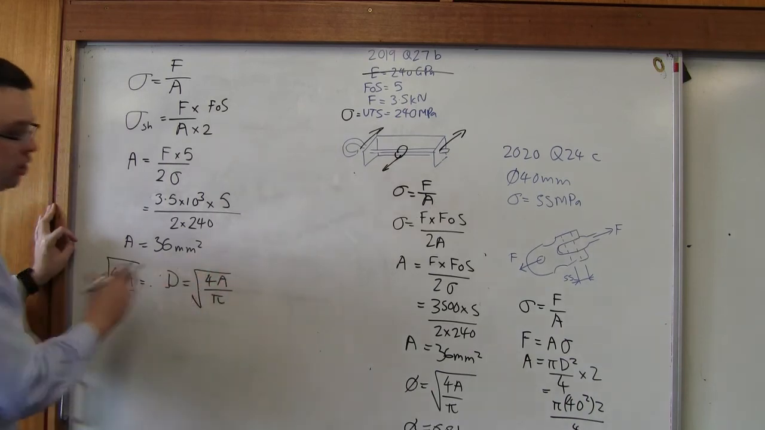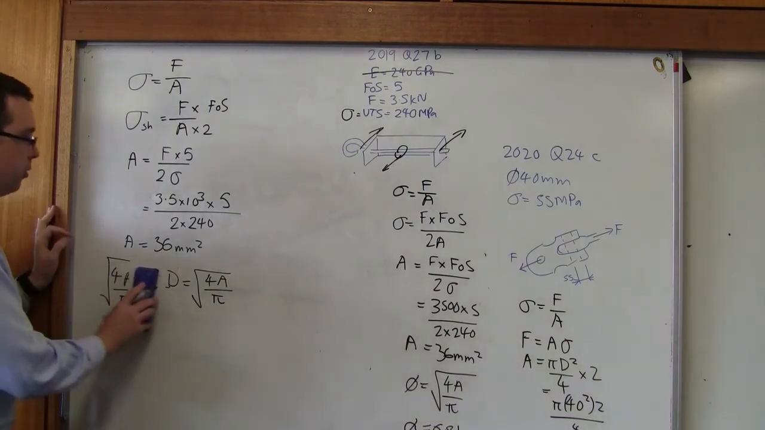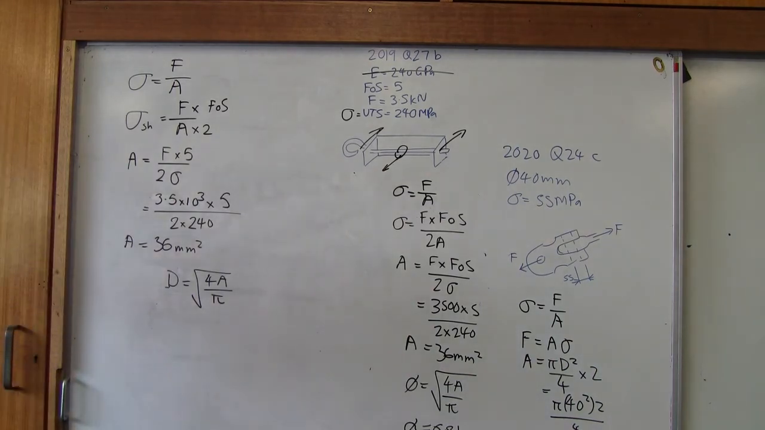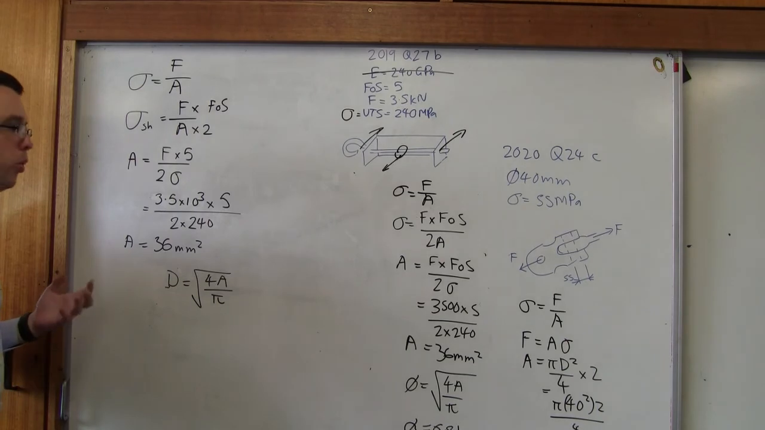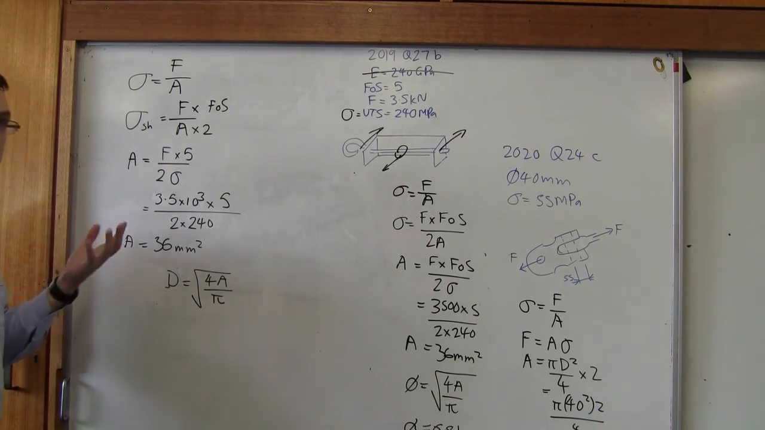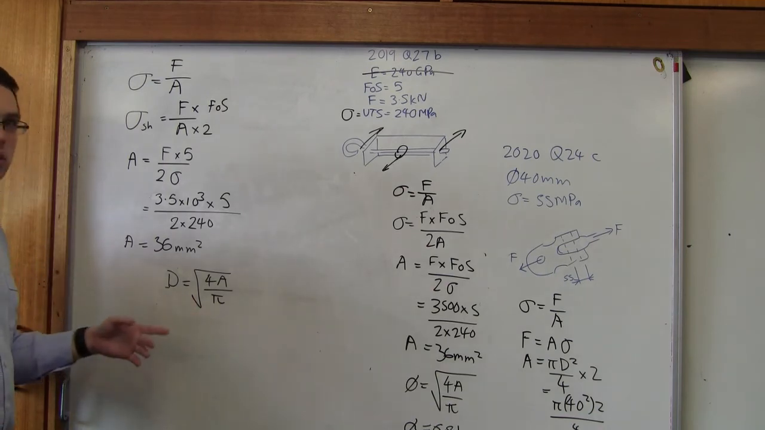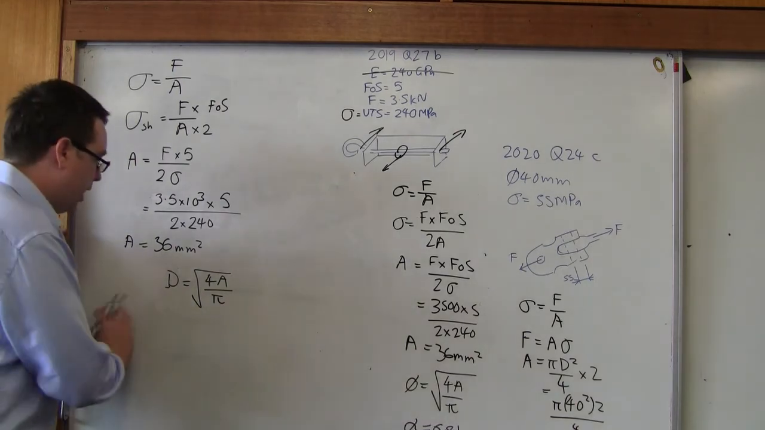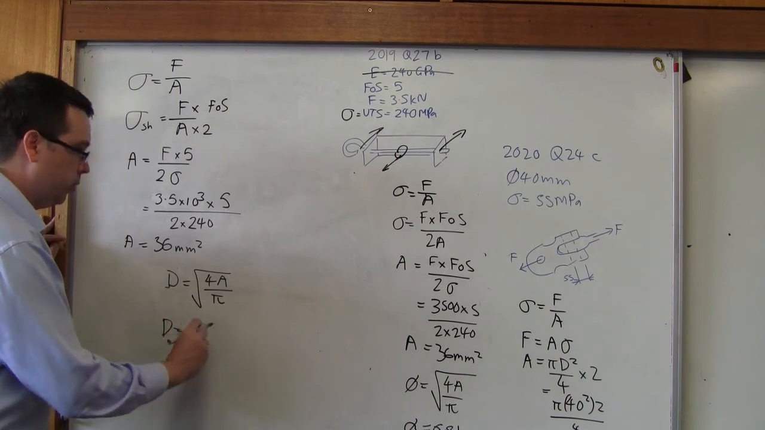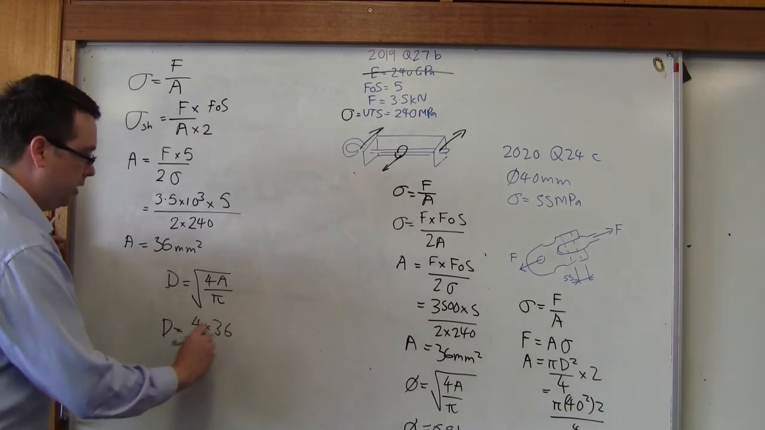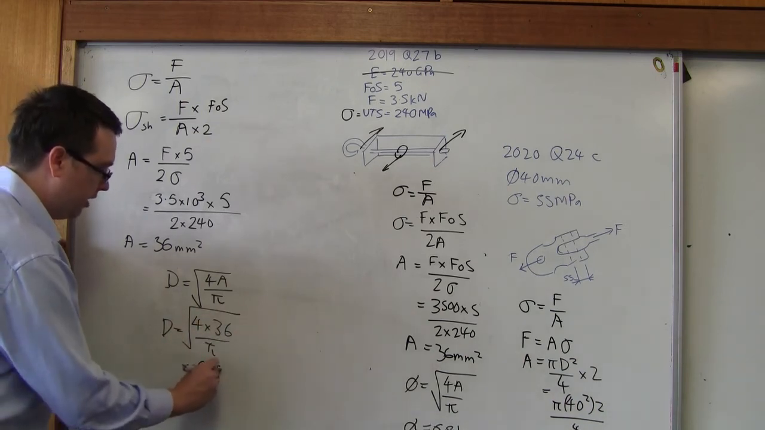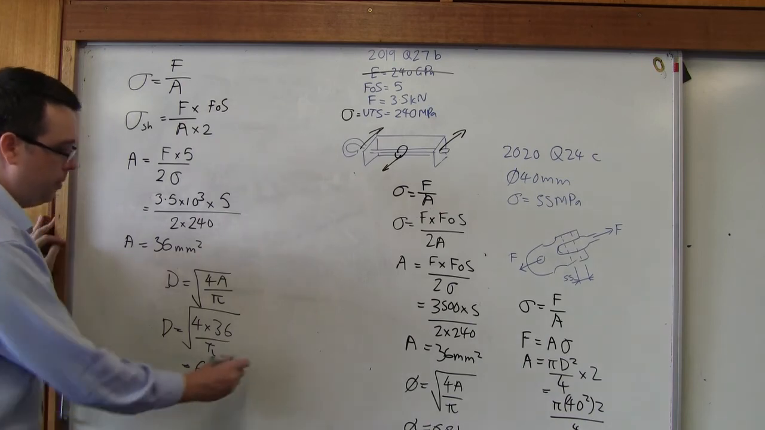Now, some people actually just memorize that. Some people say, you know what, I'm going to remember it. Rather than using pi d squared on 4, they reverse it and say that d equals root 4a on pi. If that works for you, great. Well, you need both anyway. So we then plug in those numbers. We get d equals 4 times 36 divided by pi, take the square root of everything, and that gives us an answer of 6.8 millimeters diameter.